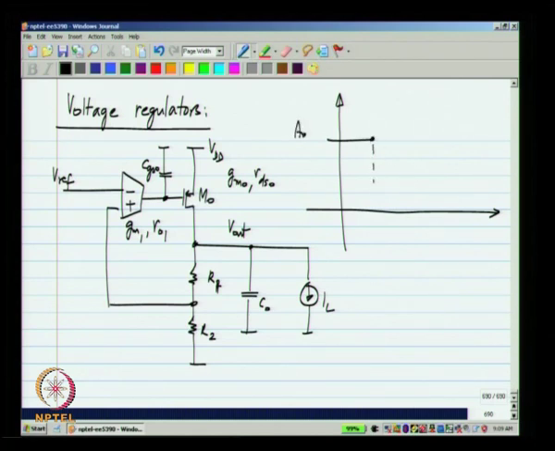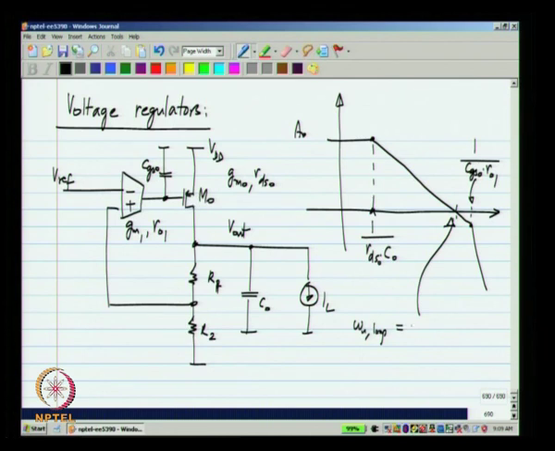This is A0, the DC loop gain, and this pole will be at approximately 1 by RDS0 times C0. It will have a minus 20 dB per decade roll off. And for stability, the pole introduced by this CGS0 must be beyond the unity loop gain frequency, okay. And this pole is going to be at 1 over CGS0 RO1, and the unity loop gain frequency will be at A0, which is GM1 RO1 GM0 RDS0, and this ratio R2 by R1 plus R2, I will call this beta, times beta times the value of the pole, which is 1 over RDS0 C0, okay.